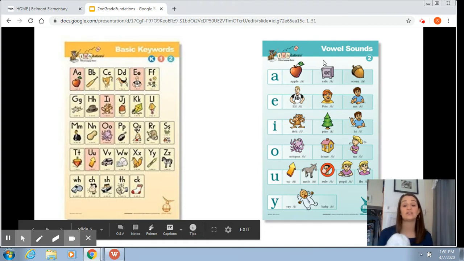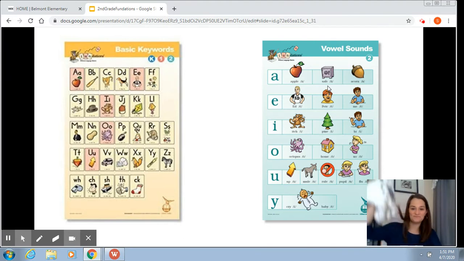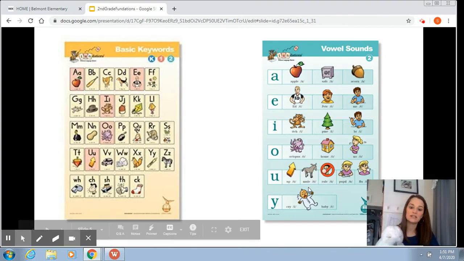Remember, our long vowel sounds are when the vowel says its name. So repeat after me. A, safe A. E, P, E. I, pine I. O, home O. U, mule U. And let's not forget our Y when he acts like a vowel.